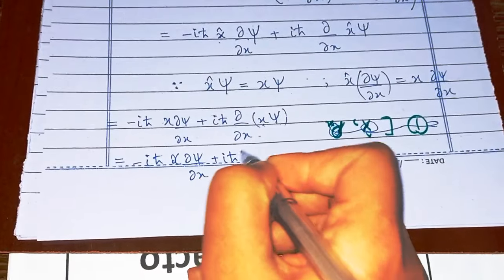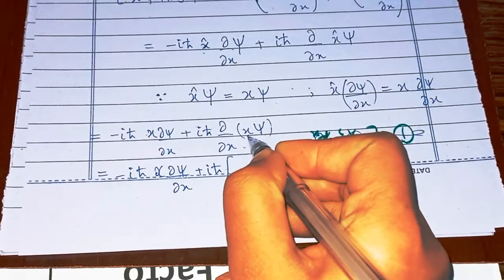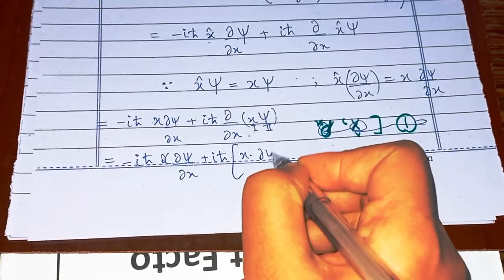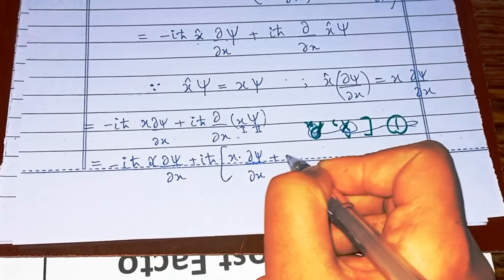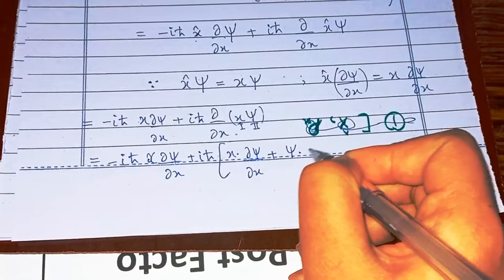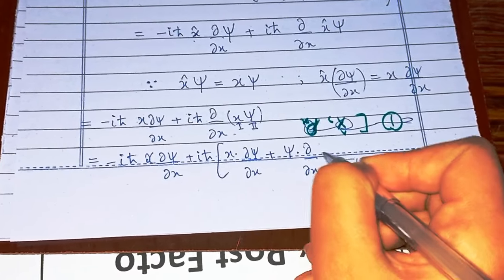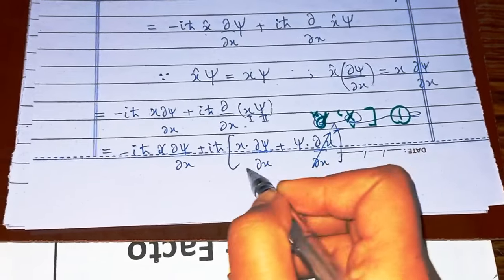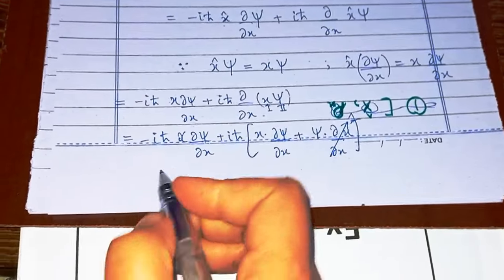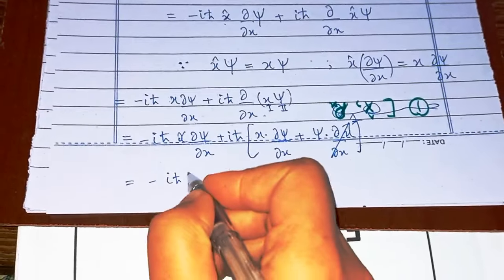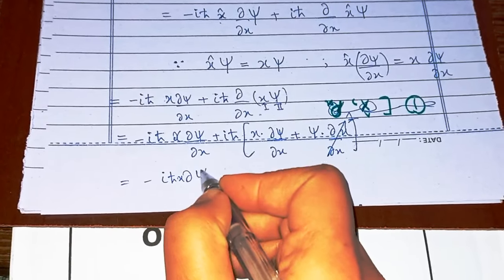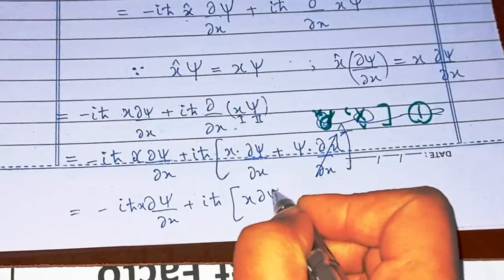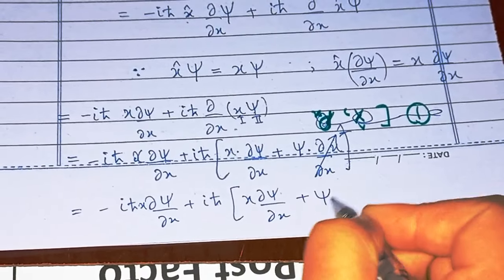To simplify it, iota h cut remains the same. So let's say this is the first term and this is the second term. First term as it is, times the derivative of the second term, plus the second term as it is, times the derivative of the first term, partial by partial x of x. Partial x by partial x is 1, so it goes to 1. And yes, now it's minus iota h cut x partial psi by partial x plus iota h cut x partial psi by partial x plus psi, simply.